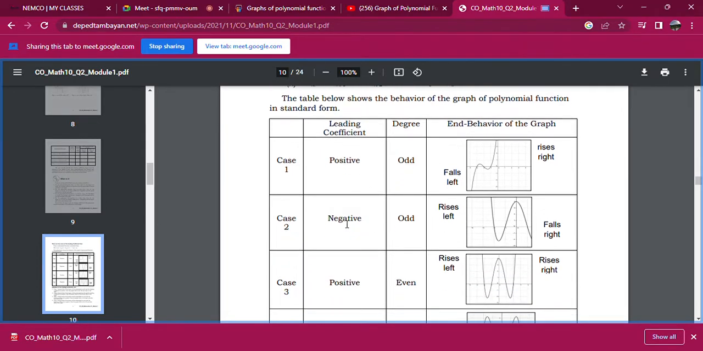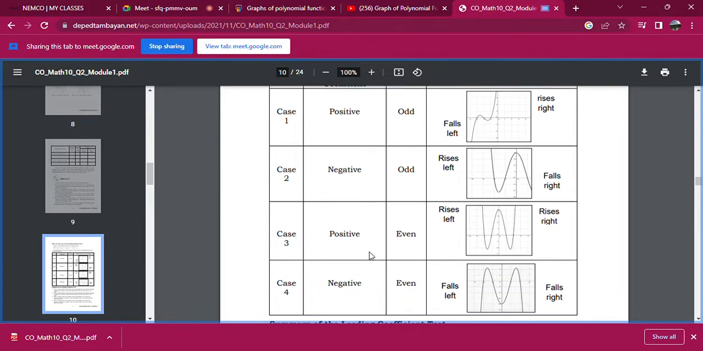For case 2, if negative ang imo leading coefficient and still odd ang imo degree, like for example, negative x cubed. So negative ang imo leading coefficient kay negative 1, and then ang imo degree kay 3 which is odd. So ang imo end behavior sa graph kay rises left, mosaka siya sa left, and paubos sa right, falls right. So familiarize this one.